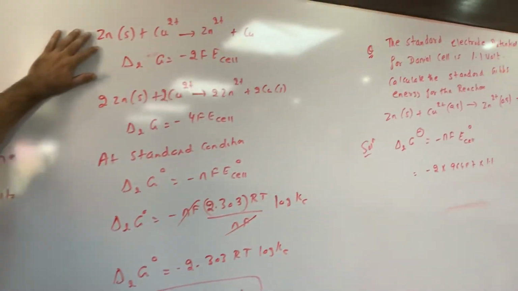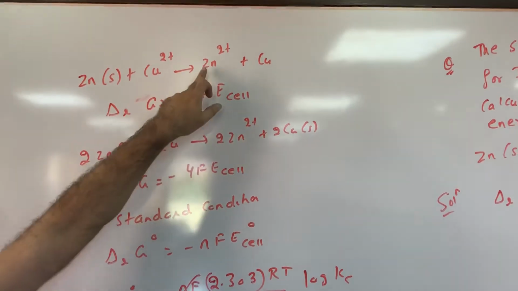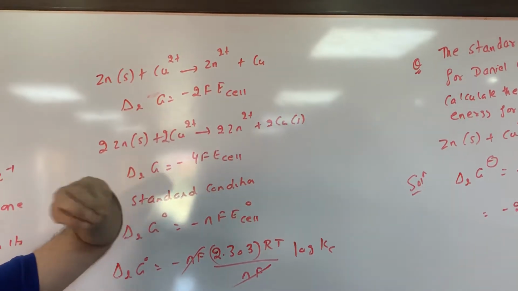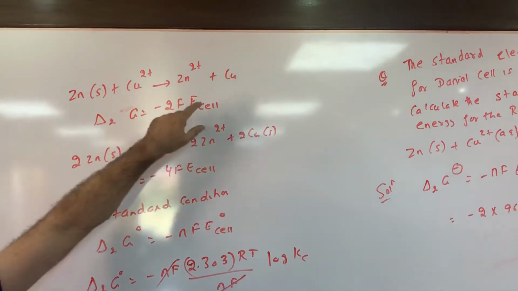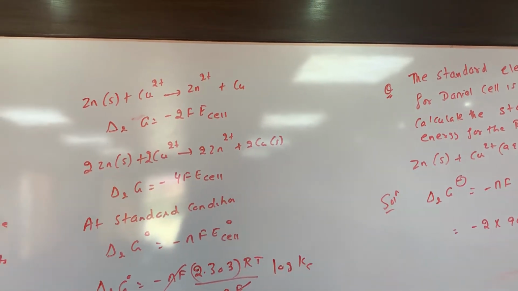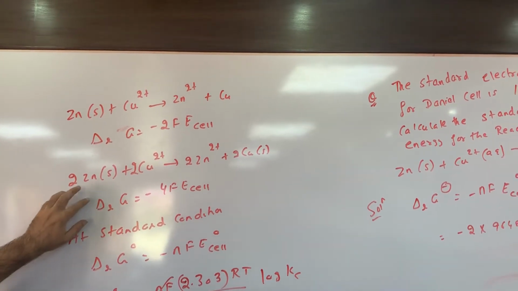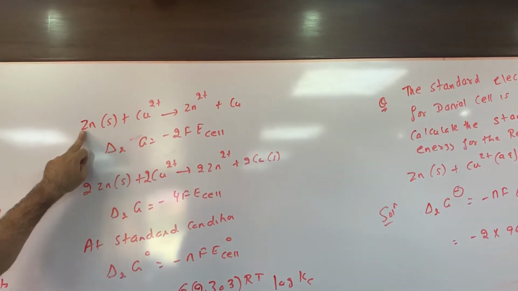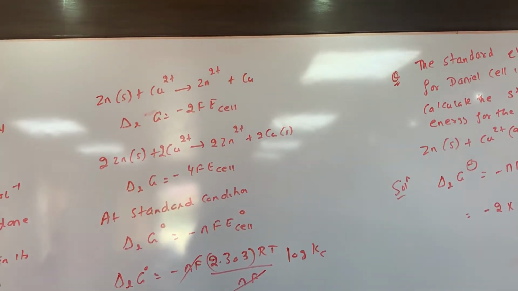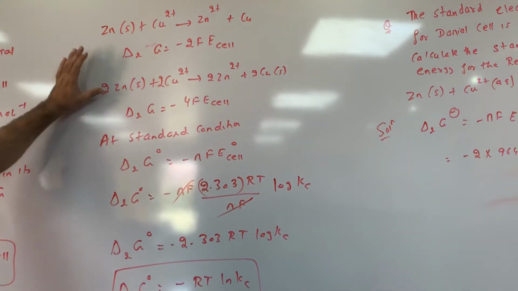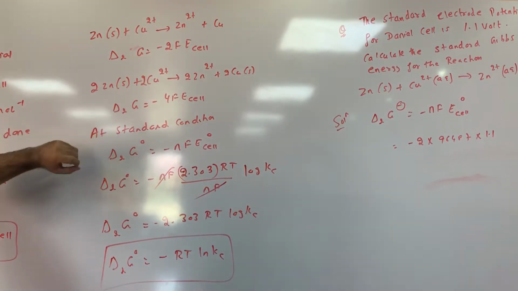So what does it mean? Suppose I give this equation and tell you to find delta G, so you will find nFE. n is the number of electrons exchanged, 2. E cell depends on the temperature and concentration. But if I multiply this whole equation by 2, E cell will not change, because E cell is an intensive property. Delta G will change, because now for 1 mole you are getting 2 electrons exchanged, so for 2 moles you will get 4. Multiply this by 2. Be careful, they will ask you this question. For this reaction delta G is different, and for this reaction delta G is different.